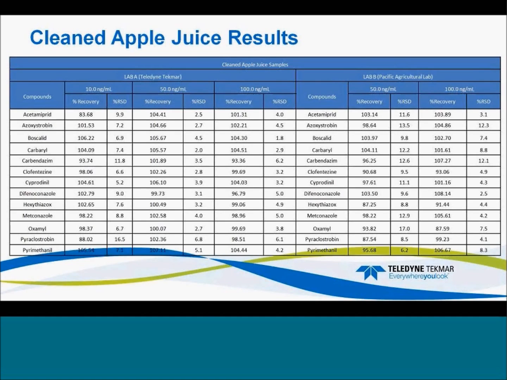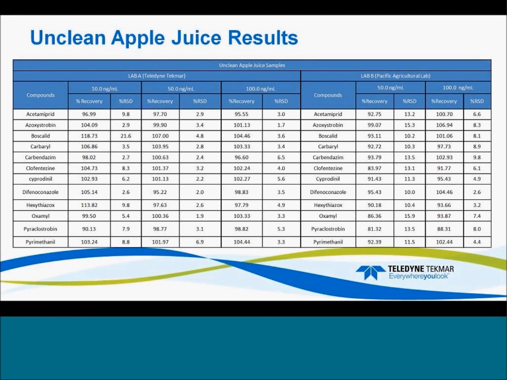As you can see, looking at all of the values, the values did fall within the acceptable range that we were looking for, 70 to 120. And all the RSDs were well below 20% for the cleaned apple juice samples. Then if we look at the unclean apple juice samples, the same criteria was met. All the sample values fell within 70 to 120, and all the percent RSDs were below 20%.